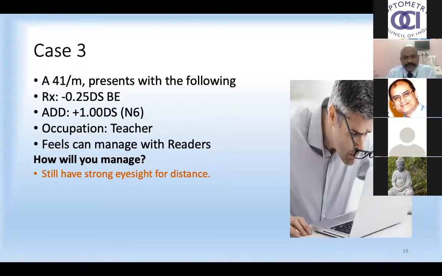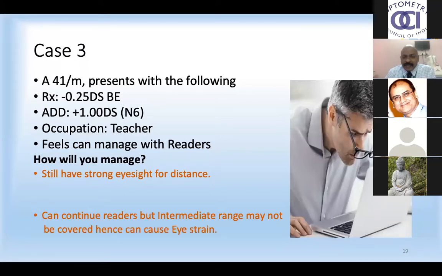So we can tell the patient, first reiterate, reassure him that he has strong eyesight for distance. You can continue readers, but the intermediate range may not be covered, hence it can cause eye strain. Some of them have rightly said, a teacher has multiple visual tasks and a visual range which is required. He has to look at the board, he has to look at students, he has to look at the laptop, he has to look at correcting papers and all those things. There's a lot of multitasking required.